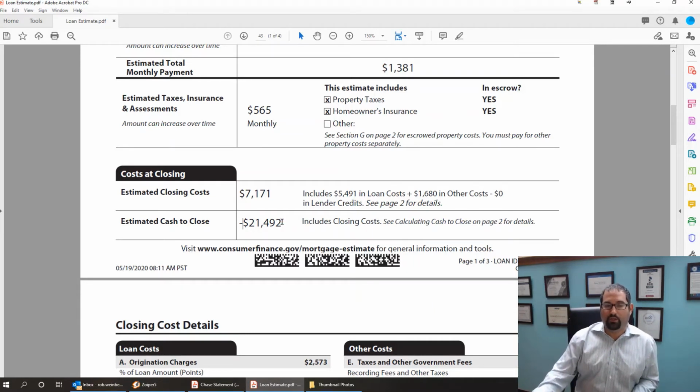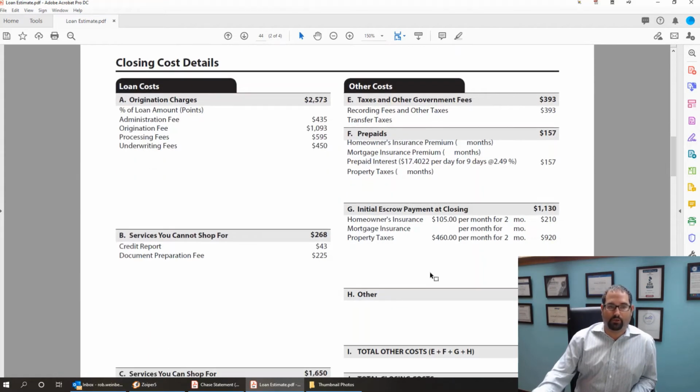for the closing. This is going to be more relevant when you're either paying closing costs out of pocket on a refinance, or when you're purchasing a home and you have to pay down payment and closing costs out of pocket in most cases. So that will give you a good idea of how much money you actually need for closing.